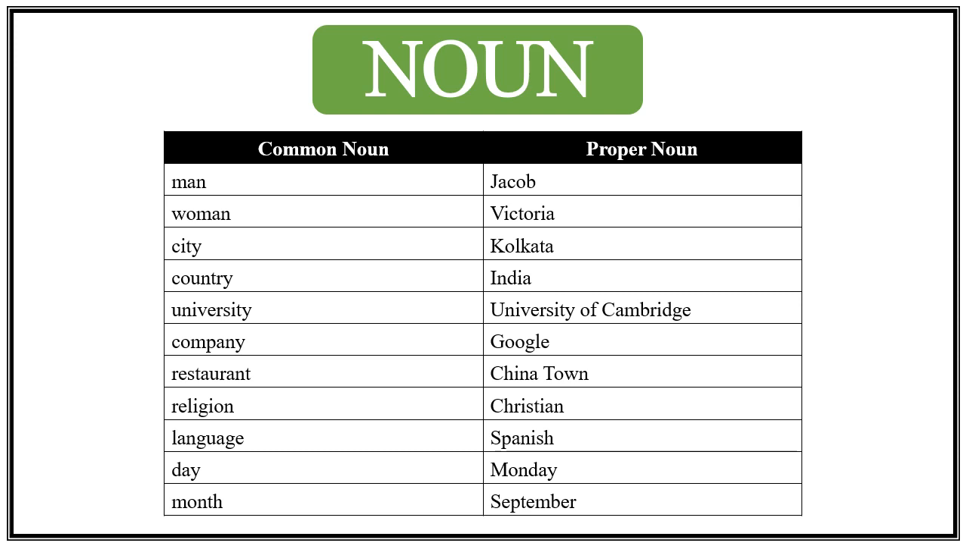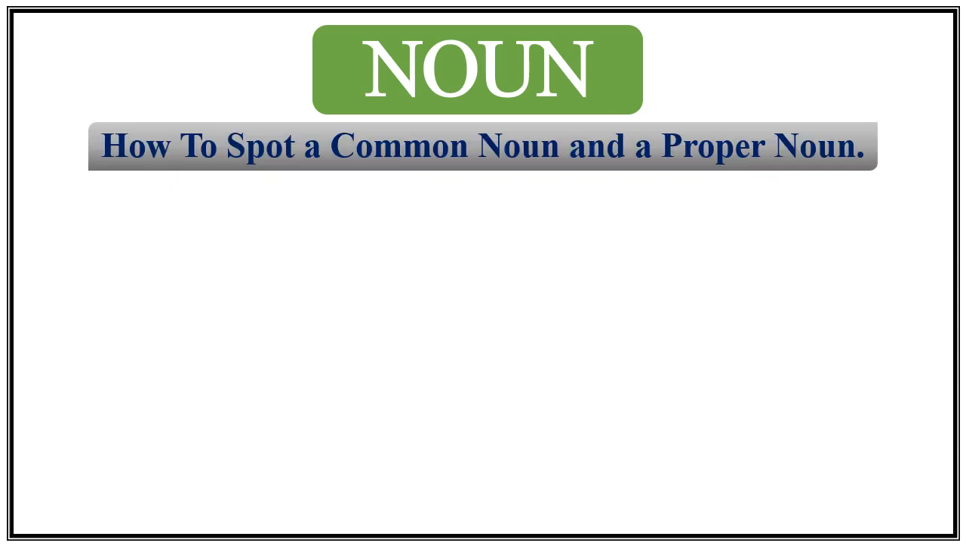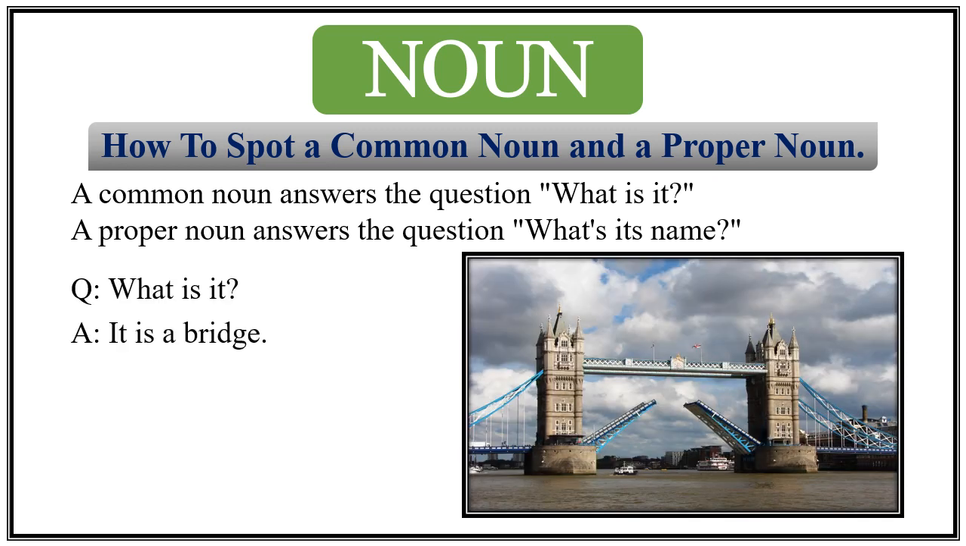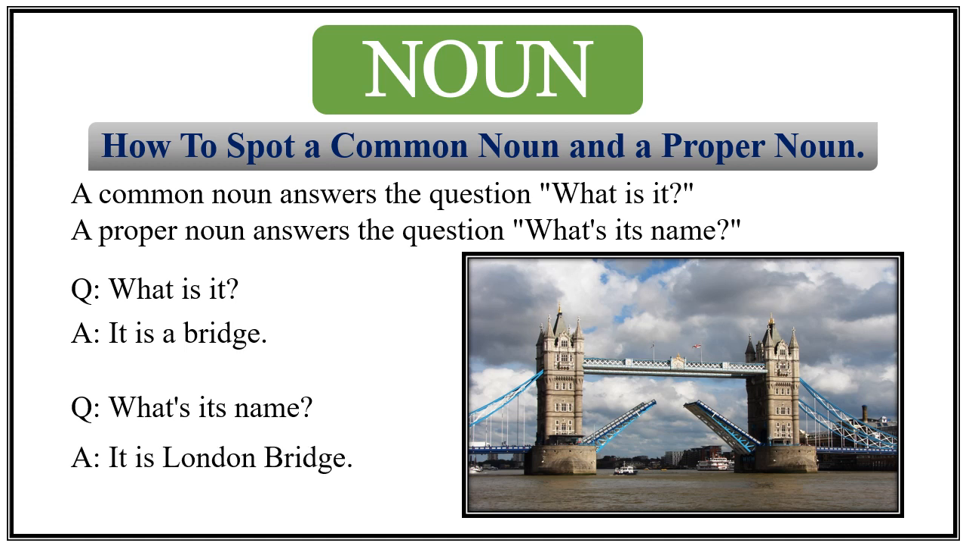I'll tell you one more trick about how to spot a common noun and a proper noun. A common noun answers the question, "What is it?" A proper noun answers the question, "What's its name?" What is it? It is a bridge. The word bridge is a common noun. What's its name? It is London Bridge. The name London Bridge is a proper noun.